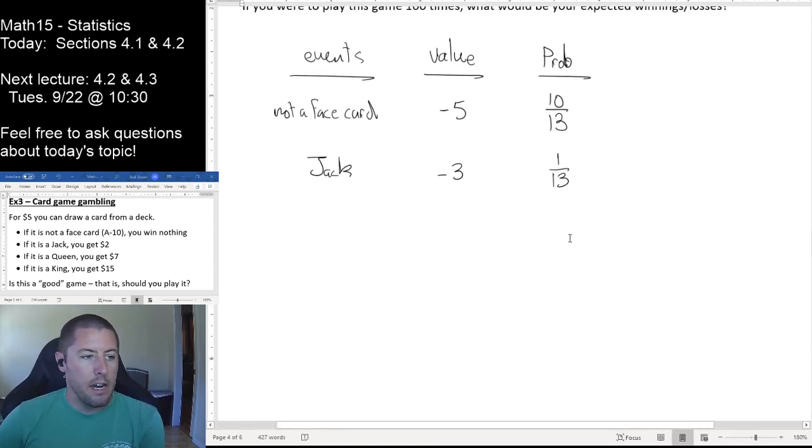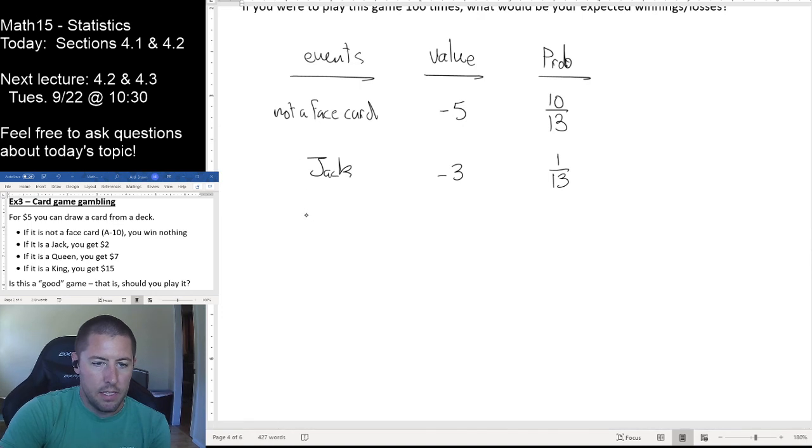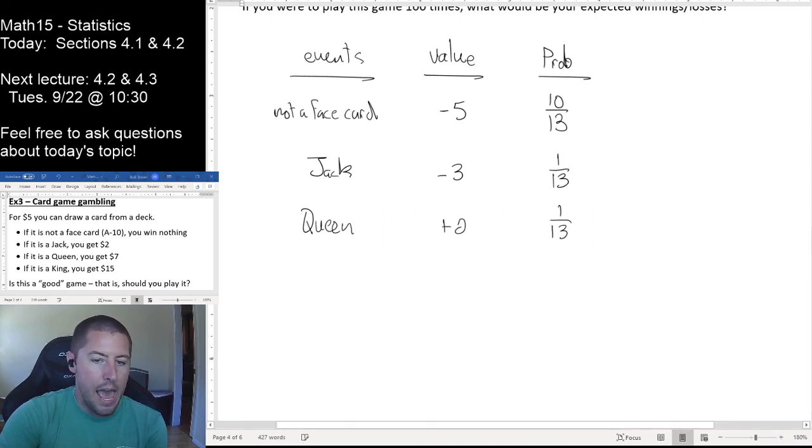So what else can happen here? My other event of interest here is we could pull a queen. There is also a 1 in 13 chance of drawing a queen out of a deck of cards. And notice in this case, we're going to get $7. And so that really means we're going to end up ahead $2 every time we pull a queen. We pay $5 to play. We win $7 by getting the queen. That's a net of $2 overall.